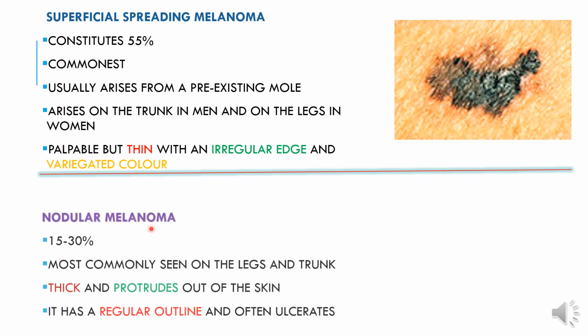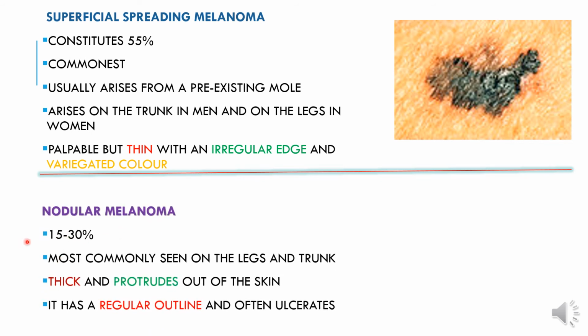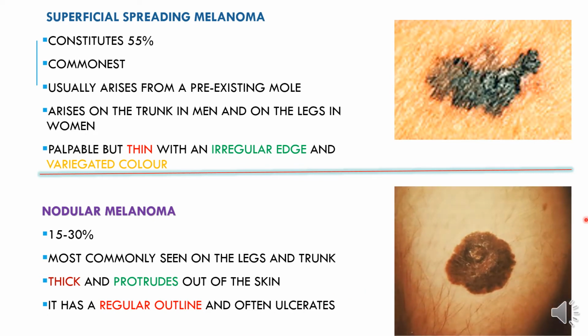Nodular melanoma is another type, accounting for 15 to 30% of cases, most commonly seen on the legs and trunk. It is thick and protrudes out of the skin. It, however, has a regular outline and often ulcerates. Nodular melanoma often ulcerates. This is a diagram showing a nodular melanoma. The outline is a bit regular, and then it is raised from the skin, unlike superficial spreading that is flat. So this is raised from the skin.